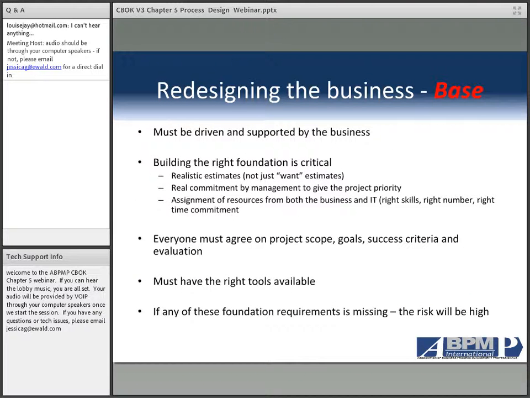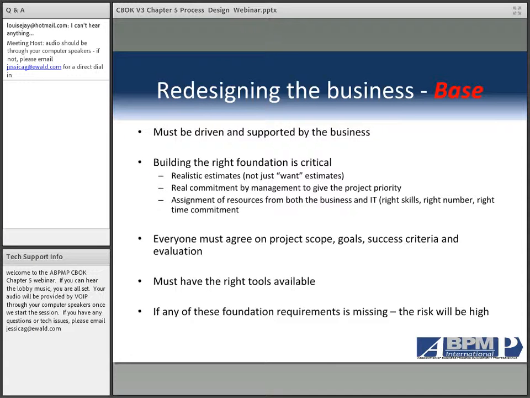Now, in looking at redesigning, we have to really start by building our base. I've dealt with a lot of projects over the years that have been failing, and they brought me in to turn them around. And one of the things that's taught me is that one of the key things driving success or problems is the foundation itself. First of all, this really has to be business driven.